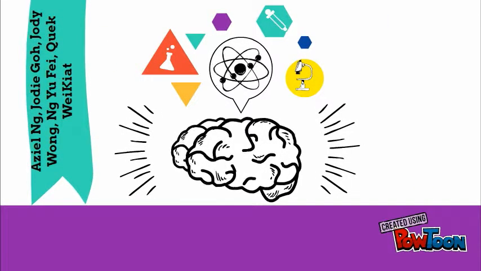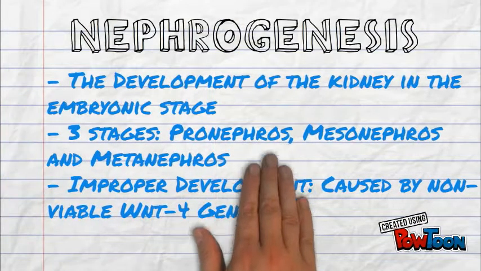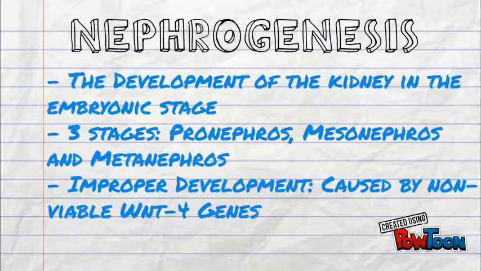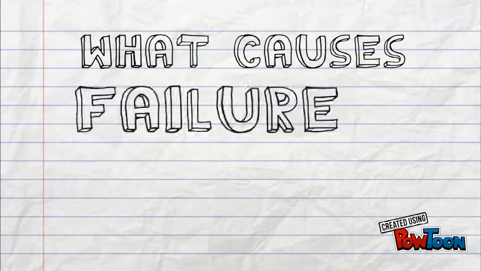Today, we will be talking about failure in nephrogenesis and sex determination in female mice. Nephrogenesis is the development of the kidney in the embryonic stage. It consists of three stages: pronephros, mesonephros, and metanephros. Improper development of the kidney is caused by non-viable WNT4 genes. Both failure in nephrogenesis and sex determination is caused by different paracrine factors and signaling pathways.